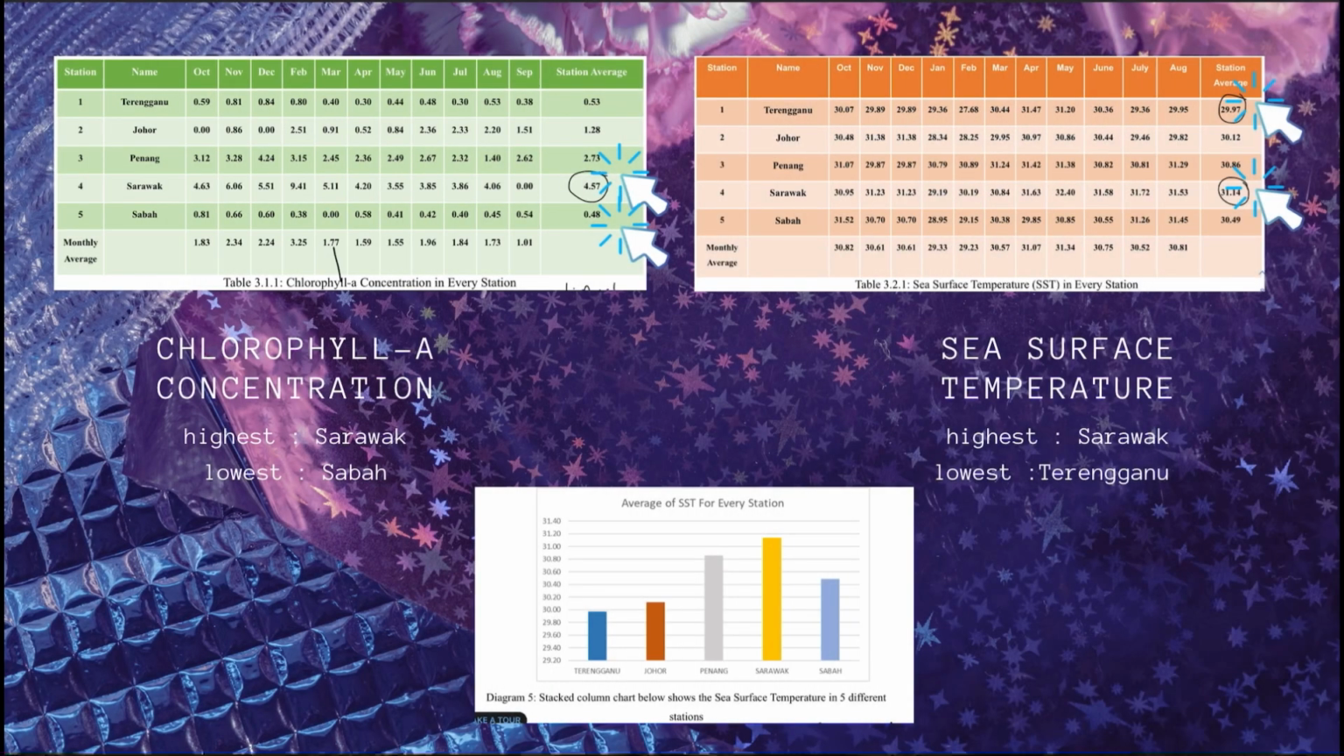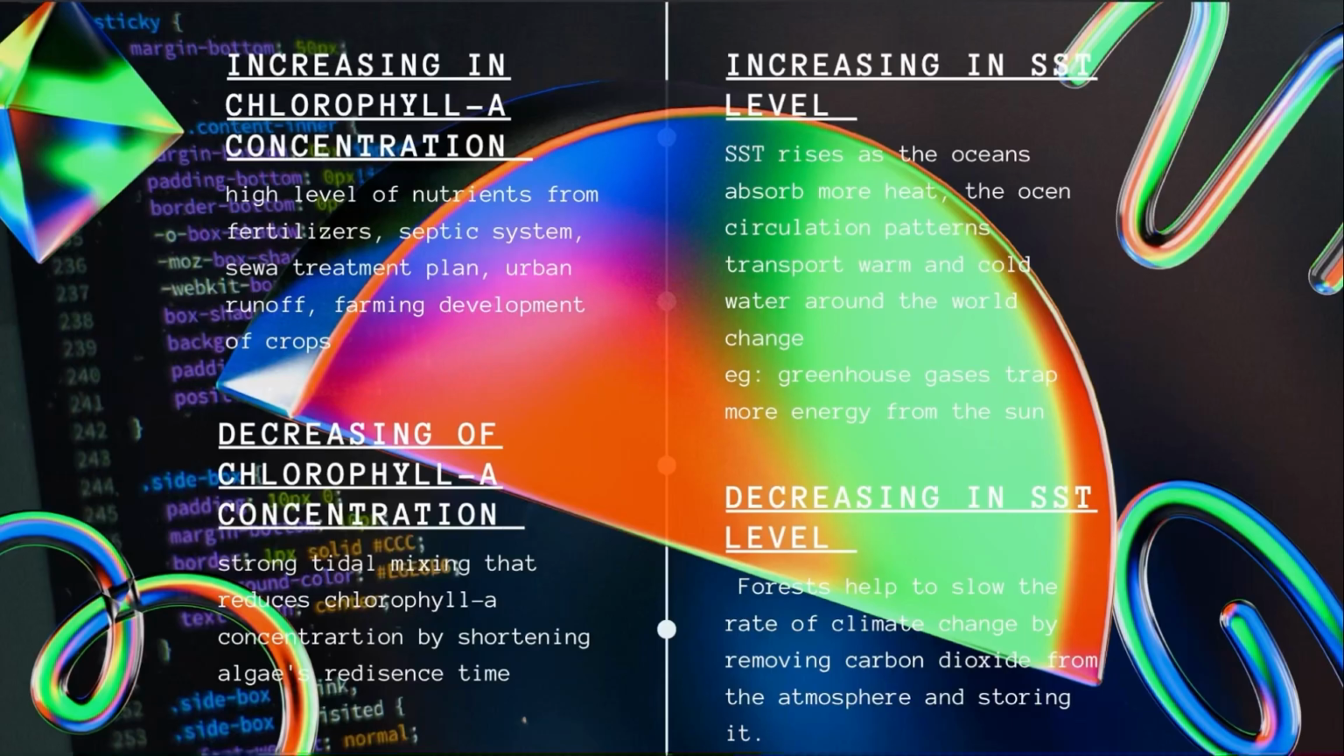So when we look at here, the highest level in concentration of chlorophyll A is Sarawak, and the lowest one is Sabah. Okay, this is because perhaps in Sarawak, the increase in concentration of chlorophyll A is because of a high level of nutrients from fertilizers, septic systems, sewage treatment plants, and urban runoff. Basically, it's coming from farming development of crops that will be their food source.